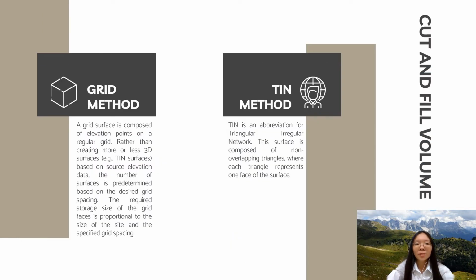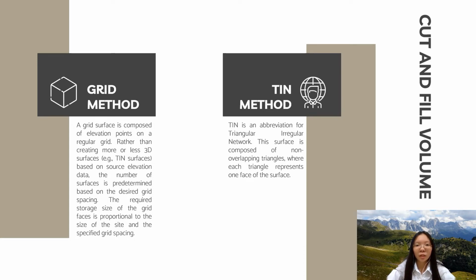Although we use Civil 3D to compute the cut and fill volume, we also compute it in two different methods, which are the grid method and the TIN method. When we compute the cut and fill volume in Civil 3D, we can choose the method we want to use and compare the results. For the grid method, we choose to use a 10 × 10 meter grid. A grid surface is composed of elevation points on a regular grid. The grid method is smoother and provides a more natural appearance of the derived terrain surface. It's easy to store and manipulate the data since they are in orderly arrangement.